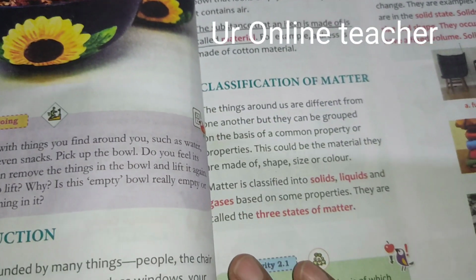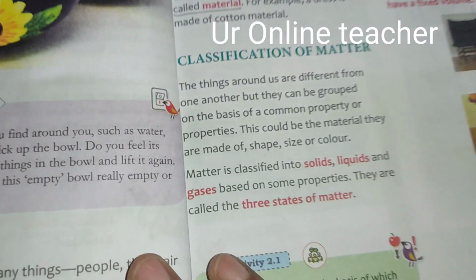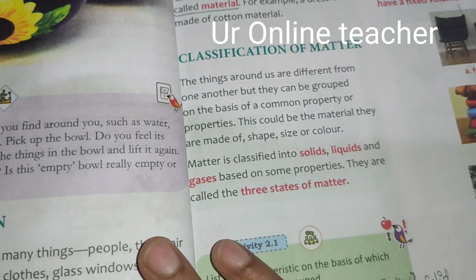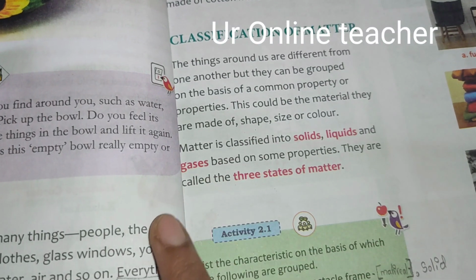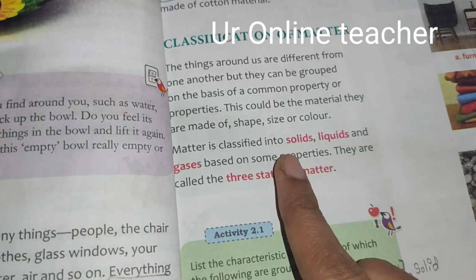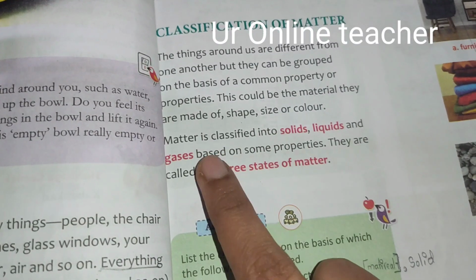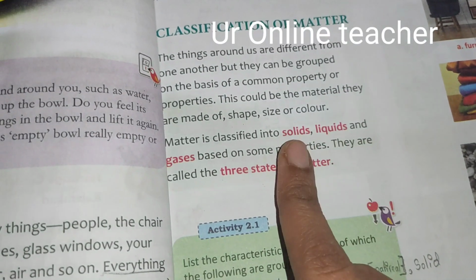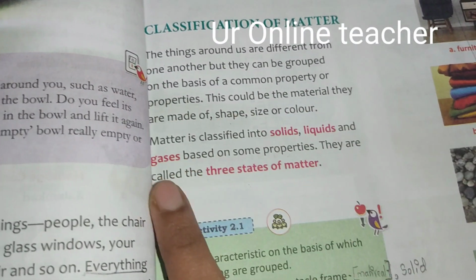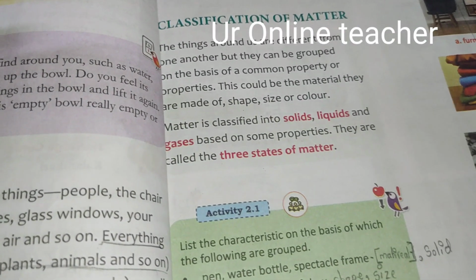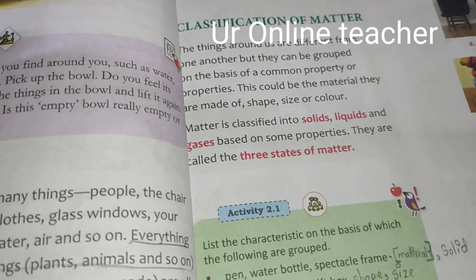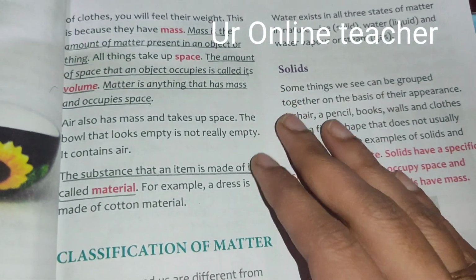Then classification of matter. Matter around us is classified depending upon their properties, size, color and so many common properties like this. Matter is classified into solids, liquids and gases based on some properties. So there are three states of matter basically, right? Next we'll see solids first.